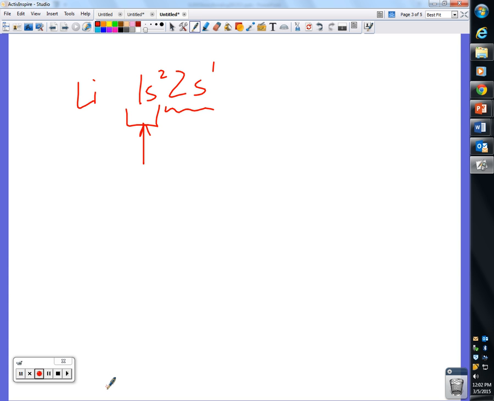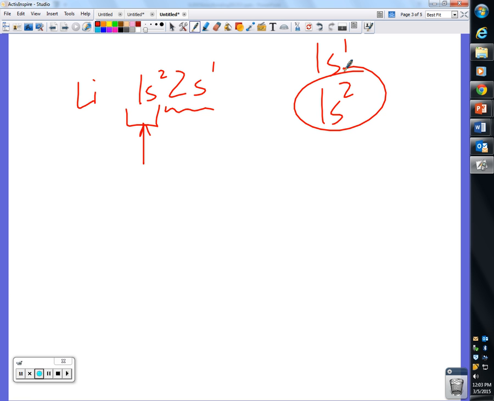So when we're talking about lithium, or hydrogen, or helium, helium is a noble gas, but it only has 2 valence electrons. It still doesn't form bonds, though, because that's full. All right? Does that make sense?